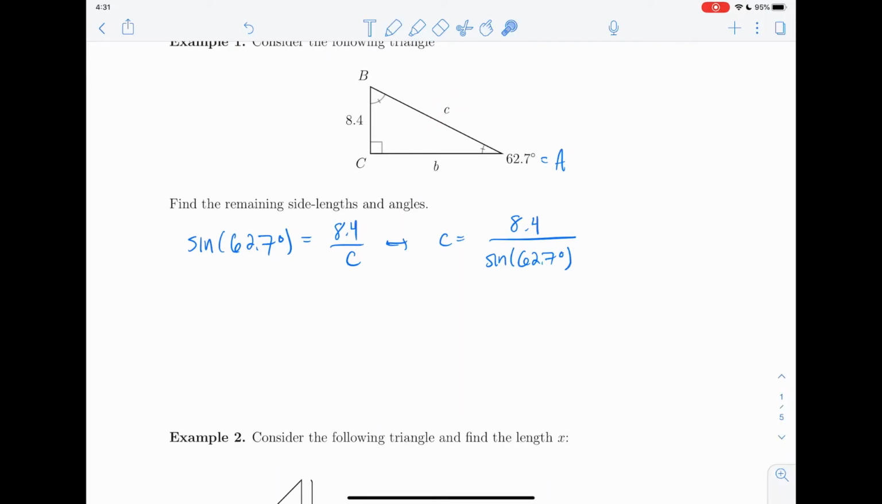Maybe what we'll do next is figure out what the angle B is. Well, we know that the sum of the angles within a triangle is equal to 180. So if we know 2 of the angles, C and A, we can figure out what the missing angle B is. Since the sum of the angles, A plus B plus C, is equal to 180 degrees, we find that B is equal to 180 degrees minus A and C, which is going to be 62.7 degrees and 90 degrees respectively. In this case, quick computation gives us 27.3 degrees.